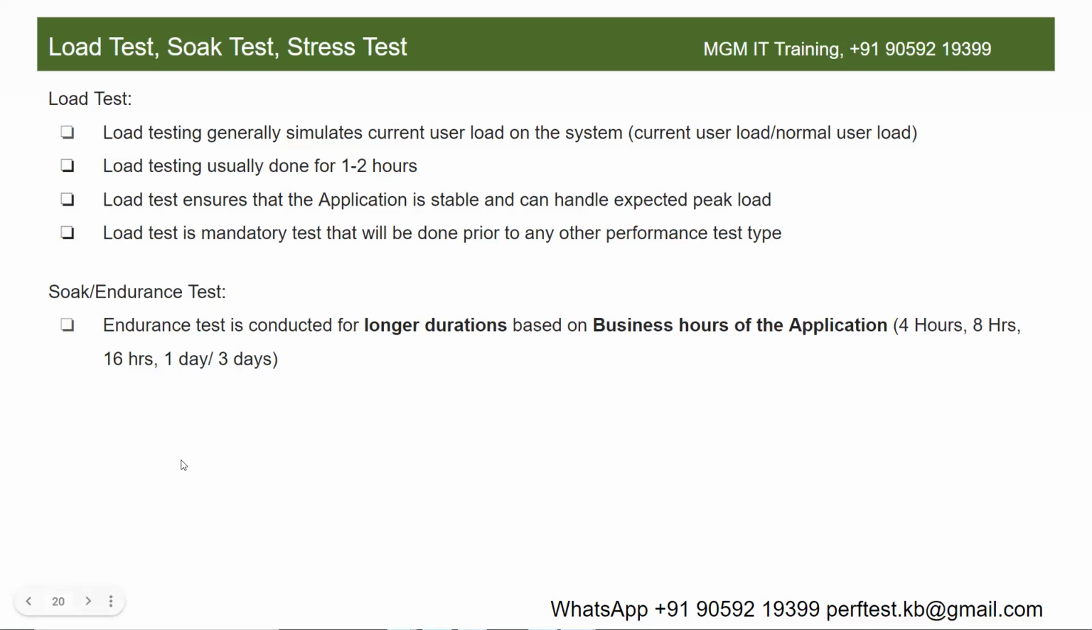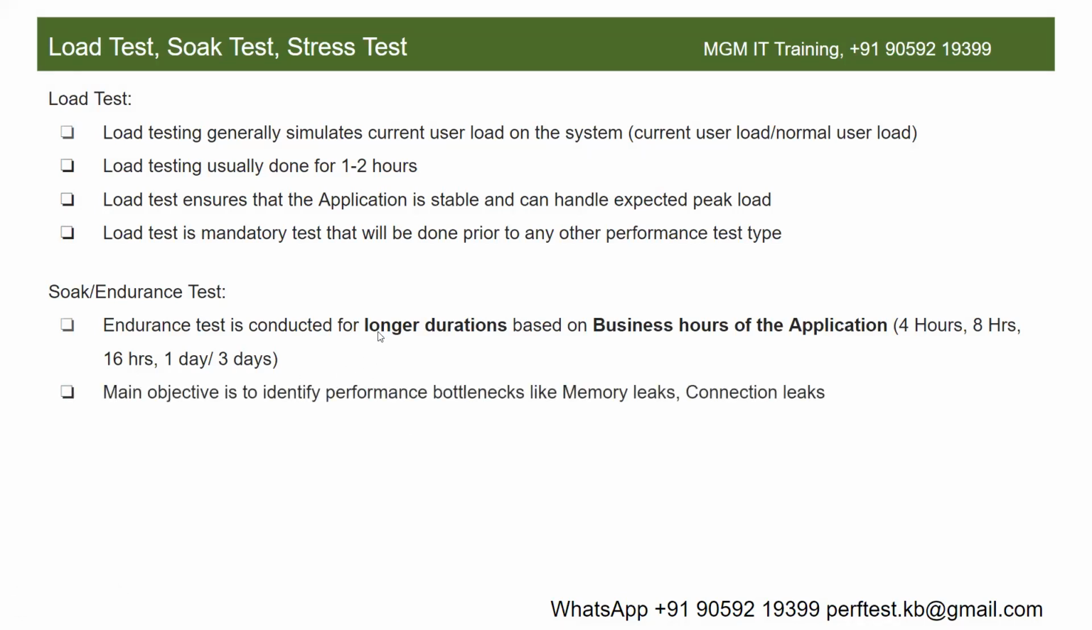As soon as the working hours in one country are closing, the working hours in another country may start, right? Yes, correct. When we have any such application which is used by multiple countries, people from multiple regions, in that case we may need to do soak or endurance testing for 18 hours or 1 day or 3 days and so on, right? So for now, remember that this is a long duration test depending on the business hours of the application.